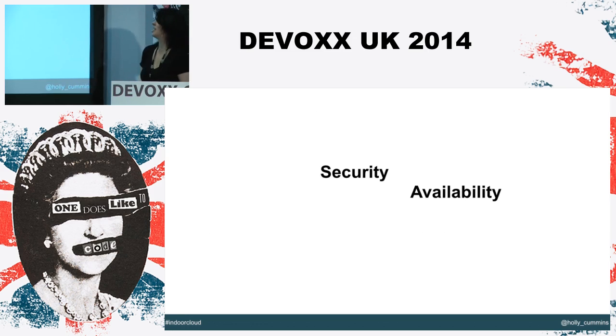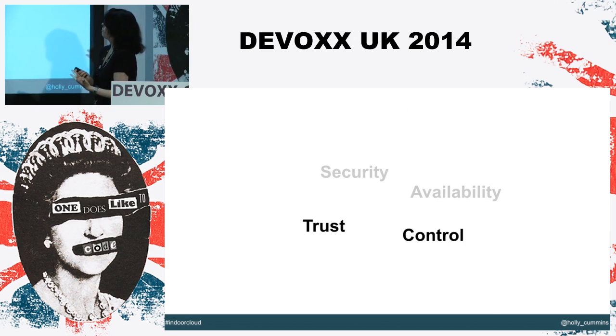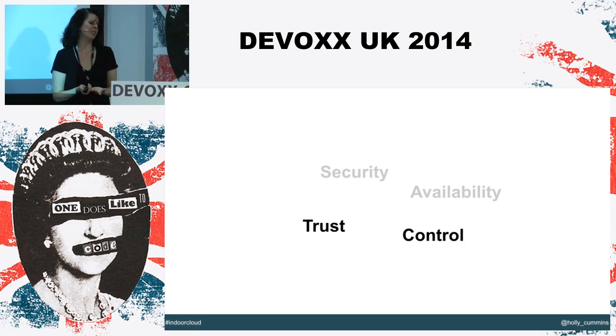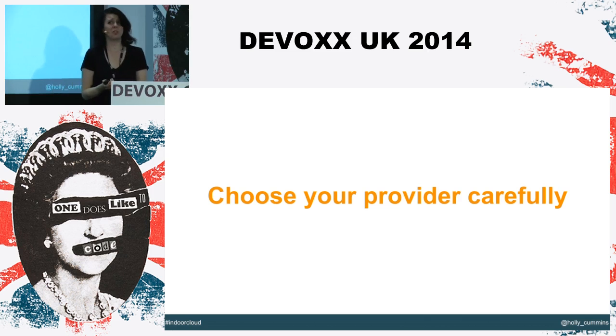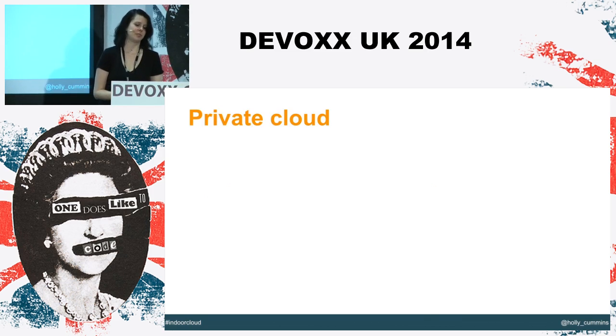But all of these things, when we think about security and availability, actually come down to trust and control, which really comes down to choosing your provider carefully. It may be that they could do a better job than you could in-house, and it may be that they would do a worse job, but that's something that you need to establish.